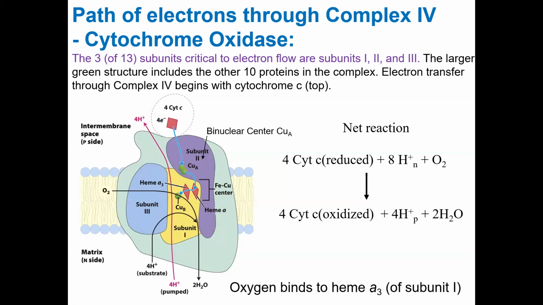Okay, so that's what the net reaction is. You take 4 reduced cytochrome C, 8 protons from the N side, plus molecular oxygen, and you produce 4 oxidized cytochrome C, 4 protons pumped into the P side, and 2 molecules of water to balance the equation. That's how they have written it.